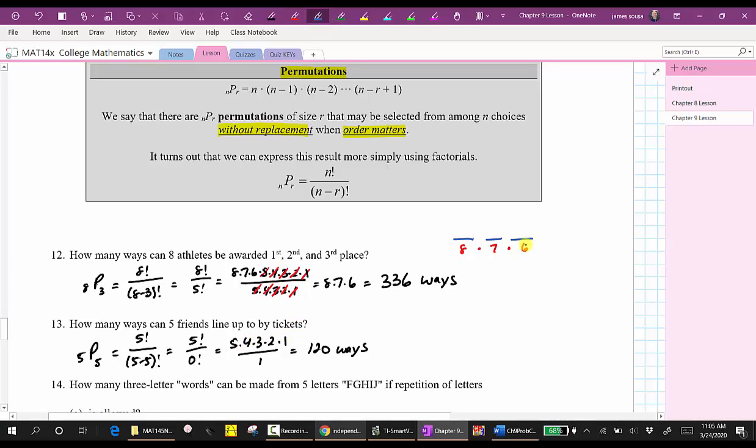Or again, using the counting principle, there would be 5 categories or 5 slots: 5 choices for the first position, 4 choices for the second, 3 choices for the third, 2 choices for the fourth, and 1 choice for the fifth, giving us the same result of 120.